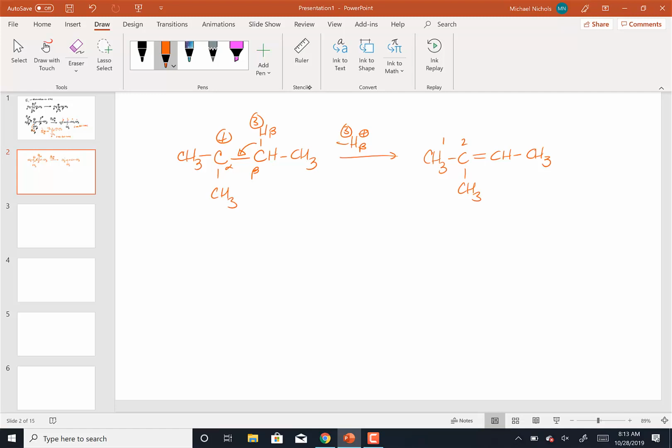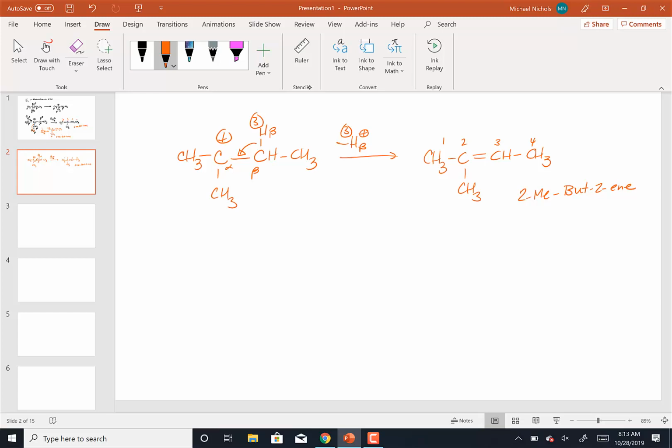I would number this longest chain and closest to the double bond. There's a tie there, so I have to go with the one that's closest to the methyl. So now this would be 2-methylbut-2-ene. Different name, different molecule. So these are the possible products of that reaction.